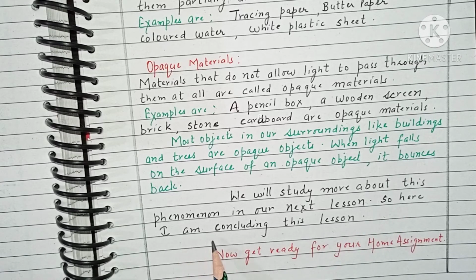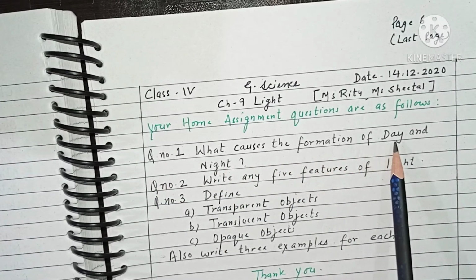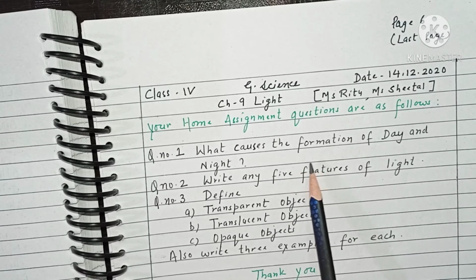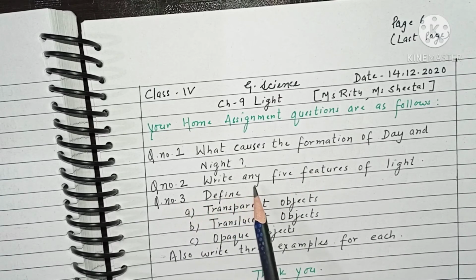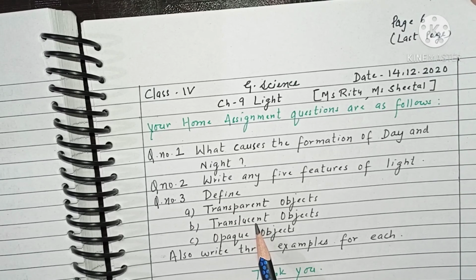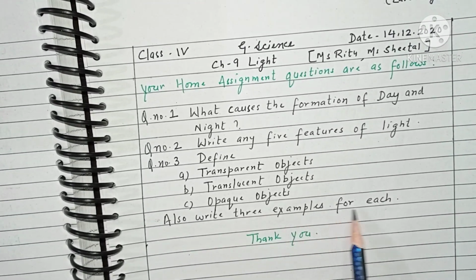So here I am concluding this lesson. Now it's time for your home assignment. Get ready for your home assignment questions, which are as follows. Question number 1. What causes the formation of day and night? You need to write the name of the phenomenon. Question number 2. Write any 5 features of light. And question number 3. Define transparent, translucent and opaque objects. Also write 3 examples for each.